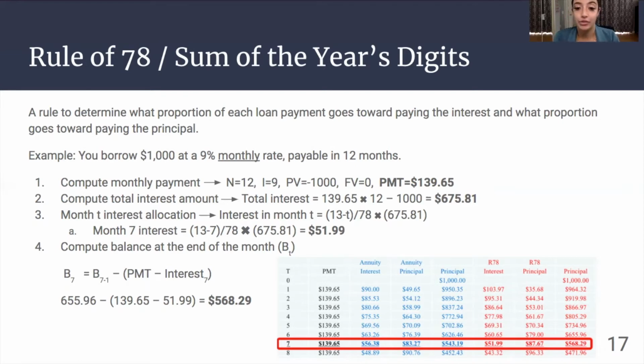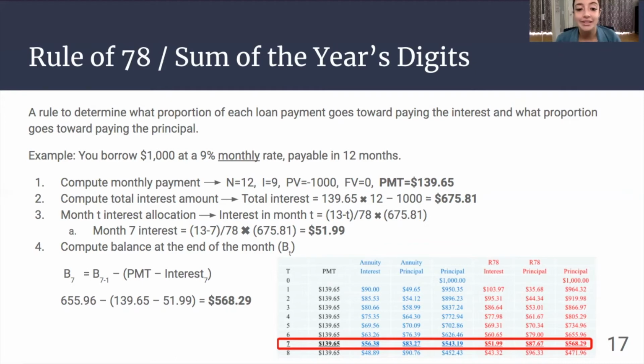The third component to that is finding out your interest in any given month, which there's a formula here, 13 minus whichever month you're in, over 78 times your total interest amount. So right underneath, this is an example. If you were to calculate interest in month 7, you're going to do 13 minus 7, put that over 78, and then you're going to multiply that by that total interest amount, and that'll give you $51.99 for interest using the rule of 78 method in month 7.